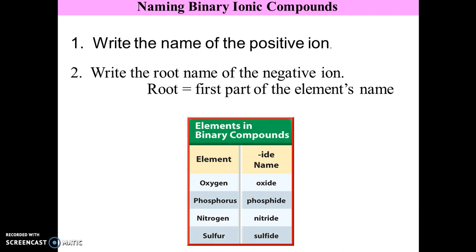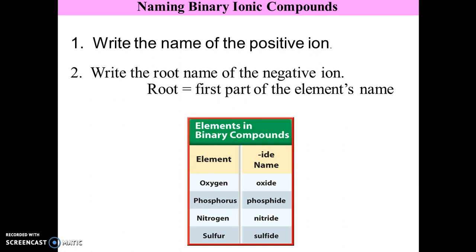To write the names of these compounds, we always write the name of the positive ion first. It's just what its name is, and nothing changes. If it's a sodium ion, we say sodium. If it's a calcium ion, we say calcium. The second part, when we write the negative anion, we change the ending. We use the root of the element's name and change the ending to -ide. So for oxygen, we say oxide. For phosphorus, you say phosphide.